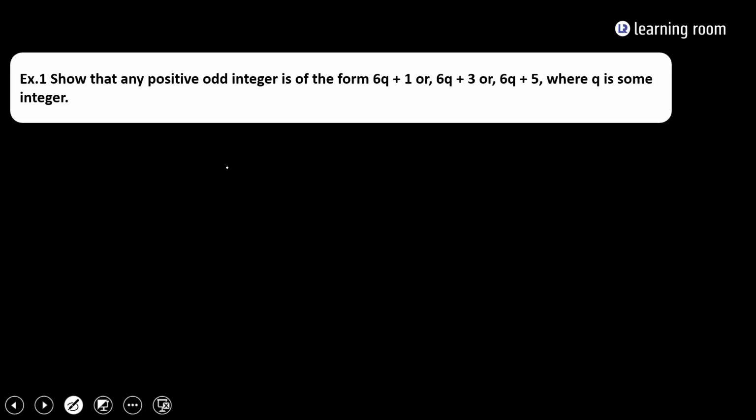Now the question is how to solve this problem. There's one set of questions that they ask you in your exam: show that any positive odd integer is of the form 6q + 1, 6q + 3, or 6q + 5, where q is some integer. So how to start solving this problem? I'm waiting to hear from you. Have you seen this kind of a problem? This is deleted, right? This is deleted, sir. Yes, Euclid's division lemma is omitted, sir.